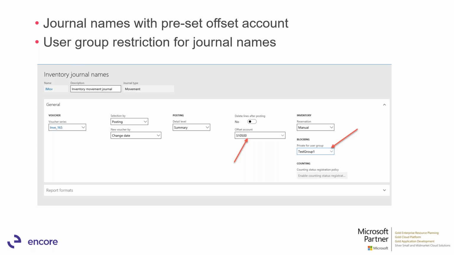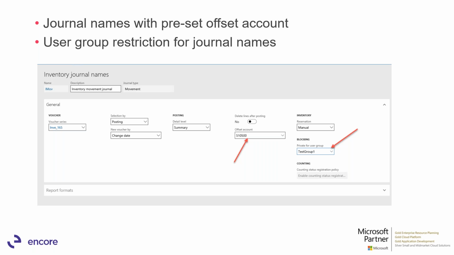So using the first example of the staff room, we could create a user group for only those people that we want to create these types of movement journals. And then when they are creating a new movement journal header and open up the journal name dropdown, only those journal names will show up for them that are available for whatever user group their user belongs to.